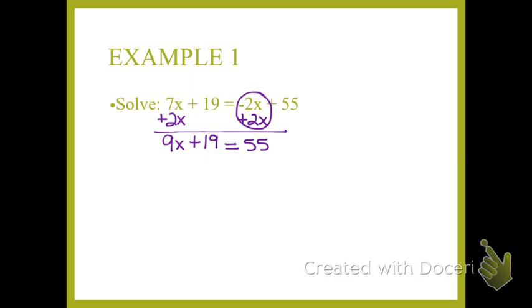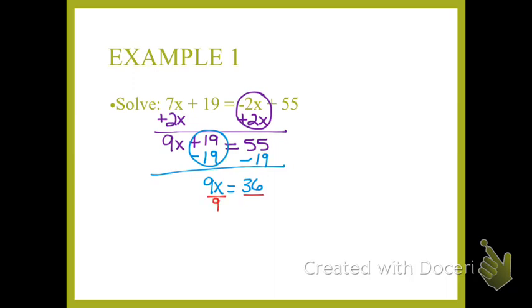Now that I've got all of the variables on the left, I want to get all of the constants on the right, which means I need to get this 19 over to the other side by using an inverse. The inverse of adding 19 is subtracting 19. 19 minus 19 is 0, so I'm left with just the 9x on the left. It's almost like those 19s canceled out. On the right-hand side, I've got 55 minus 19, which is 36. And I'm getting very close to what I wanted.